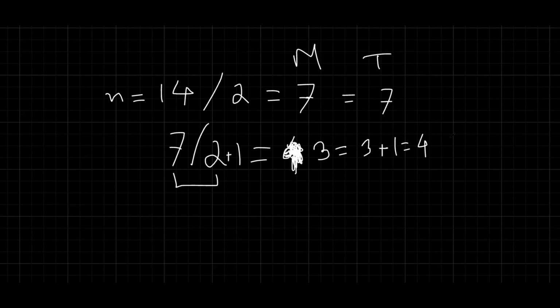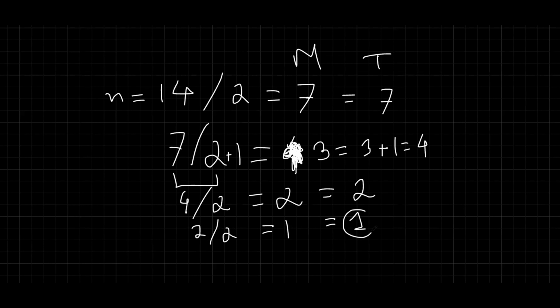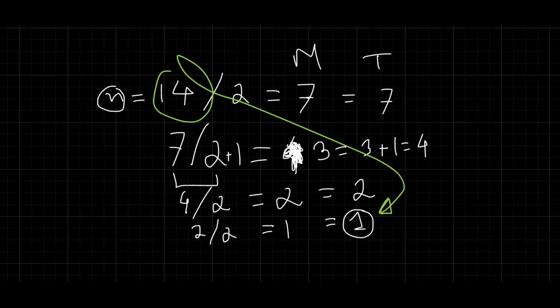Now, there are 4 teams, and the total number of matches will be 4 divided by 2, which is 2, and the teams advanced in the next round will be 2. Now there are 2 teams, and 2 divided by 2 will be 1. That means it is the final match, and the one team will remain the winner. So we can say that now the total number of teams becomes 1 after some iterations from 14 to 1. Okay, so far so good.